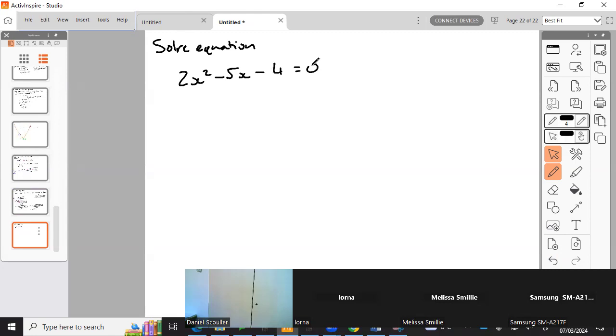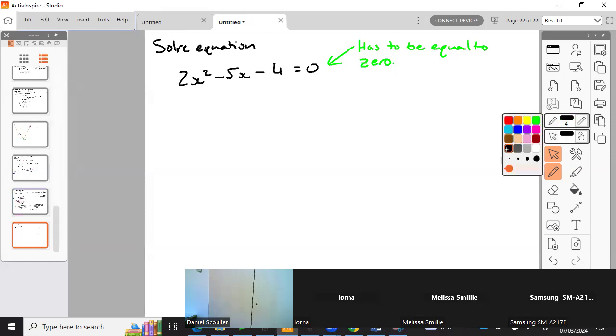Okay, now, I'll say this right now, this term always has to be 0. Okay, and there'll be examples where it's not equal to 0. Okay, but we need to then rearrange and make it equal to 0. Okay, so 2x squared minus 5x. Okay, we'll say solve to 2 decimal places.